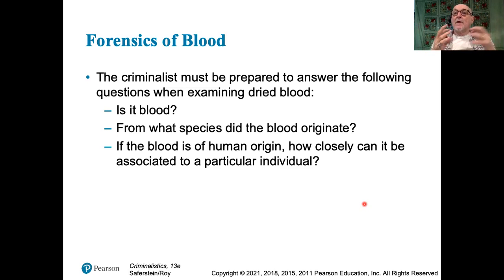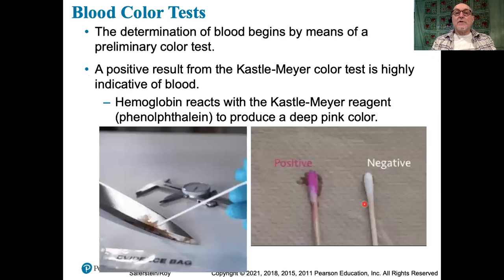Or we've already seen that using blood groupings, we can assign it to broad groupings. We can get a class of individuals that blood could have come from. But blood may also offer us the opportunity for individual identification if DNA is present. So blood has assumed an increasing importance in forensic investigations, especially as DNA analysis techniques have been developed. So let's go through those questions one by one.